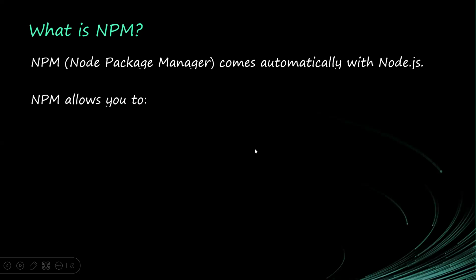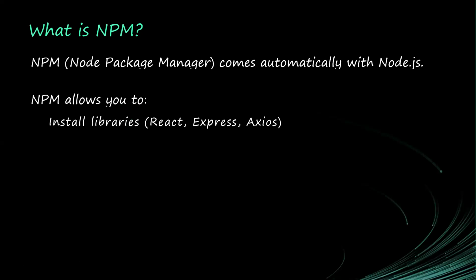NPM allows you to install libraries like React, Express, Axios. Most of the things you'll be using as a full stack developer, some people have developed them for you. It's just for you to download them or install them into your own project and use them. So it manages project dependencies. Don't worry, as we go on, you get to understand all these things.